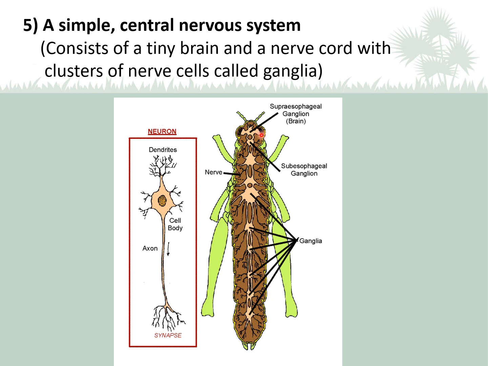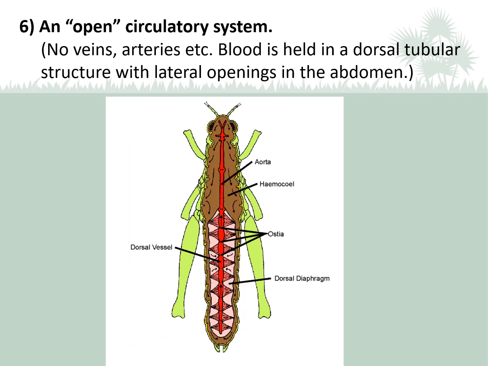So here we see the brain, different ganglia throughout the body, and coming off on these black lines are individual nerves, which are made up of dendrites, cell body, axon, and synapse. They have an open circulatory system. There are no veins or arteries. Blood is held in a dorsal tubular structure with lateral openings in the abdomen, which we see running here, with other parts coming off of that, especially in the abdomen.